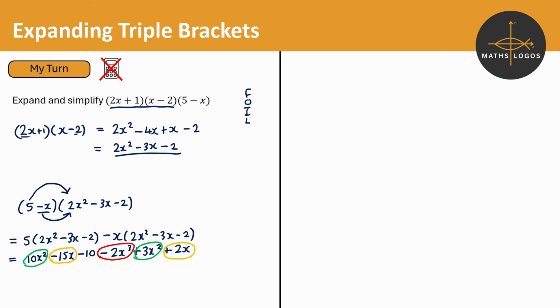I'm not going to circle that because there aren't any others. You might say that's true of the x cubed term as well, and that's true, but I just circled it so we could see that it's negative 2x cubed. So let's list them in order. Let's start with our x cubed term, so it should be negative 2x cubed.